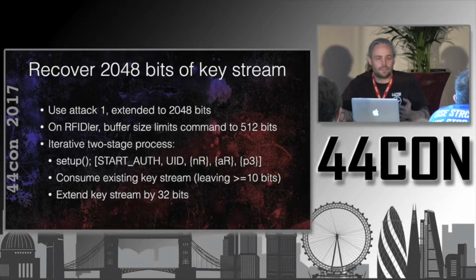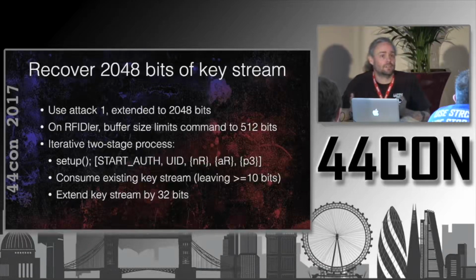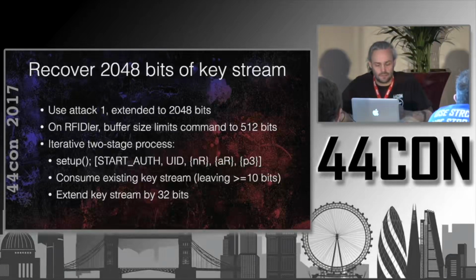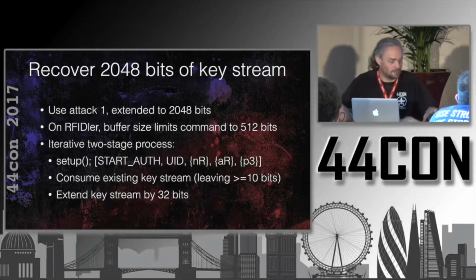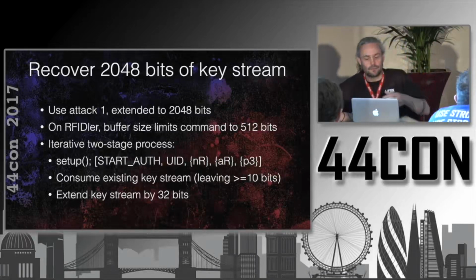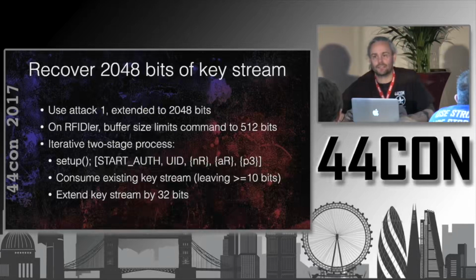We'll use attack 1, but instead of getting 72 bits of keystream, we're going to keep on repeating that attack. If you've got 72 bits of keystream, you can make a 70-bit read page 0 command, and then that will get you another 32 on the end of that, so you get to 102 bits. And if you've got 102 bits, you can do the same thing, make a 100-bit command, and then keep on advancing along those lines. The R Fiddler, the wonderful piece of equipment that it is, limits the commands to 512 bits. So if you want 2048 bits, you're kind of slightly stuck.